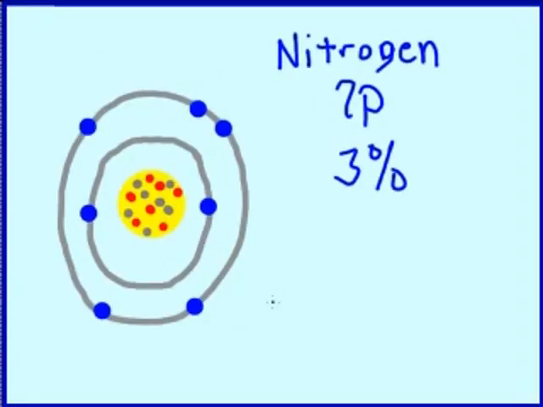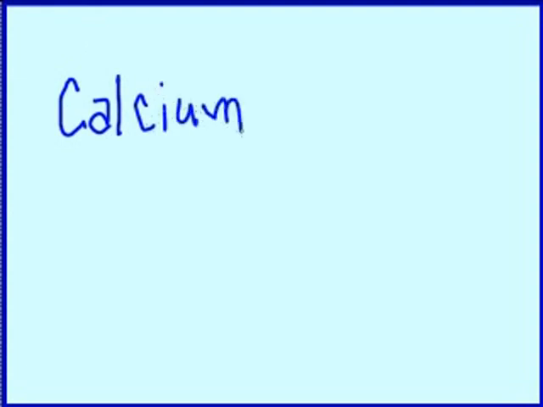So the fourth most abundant element, or the fourth major element in the human body, is nitrogen. It has 7 protons, and its percentage is 3. And this is the element nitrogen. The next two major elements, we won't draw the atomic structure for those. They are calcium and phosphorus, and these are minerals. And so what we'll do here, we'll just identify the calcium. We'll just give the percentage of these.